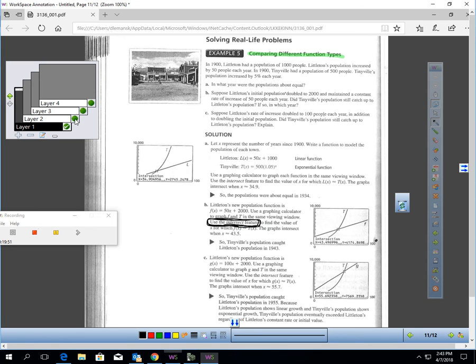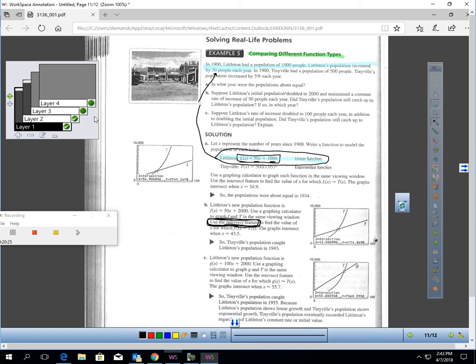In Littleton, in 1900, they had a population of 1,000 people. Littleton's population increased by 50 people each year. So if they're increasing by 50 people a year, that's a constant rate of change. That means Littleton would be a linear equation. So 1,000 is what they started with, and they're increasing by 50 a year. There's the rate of change. So can you see a linear equation for Littleton?